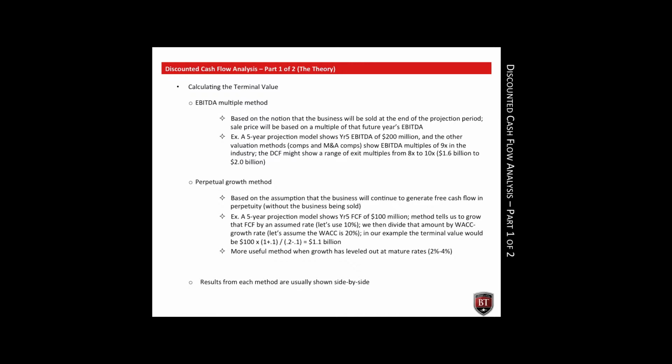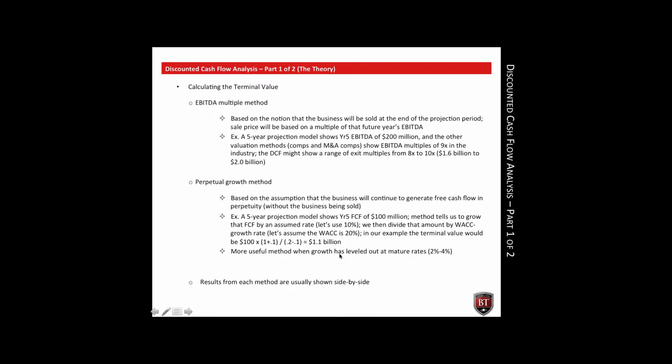So let's look at an example. $100 million growing at 10%. So I'm using my pointer here. So I've taken 110 million, dividing it by the difference between WACC and the growth rate. So dividing it by 0.1, so 110 divided by 0.1 is 1.1 billion.